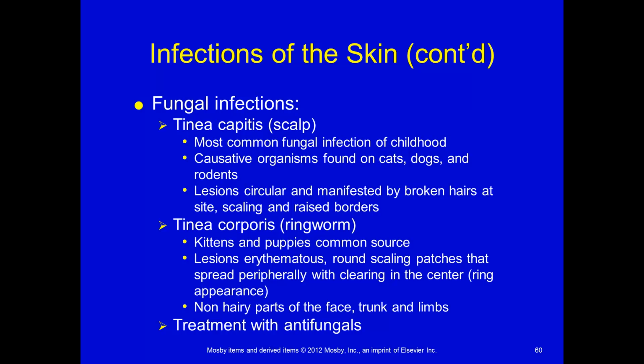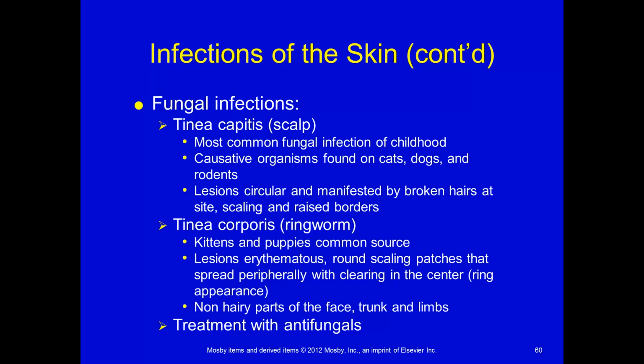Which we've talked a little bit about already with the adult population. The two I'm going to focus on here for the pediatric population are Tinea capitis, so the scalp, and Tinea corporis, which is ringworm. Tinea capitis is actually the most common fungal infection of children. The causative agent, unfortunately, usually comes from our house pets, our cats or our dogs, and rodents. Hopefully, we're not keeping rodents as house pets, but add that into the mix as well.